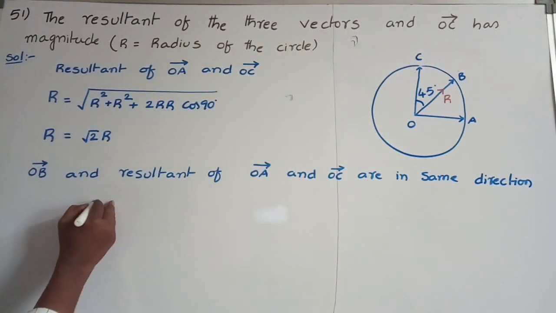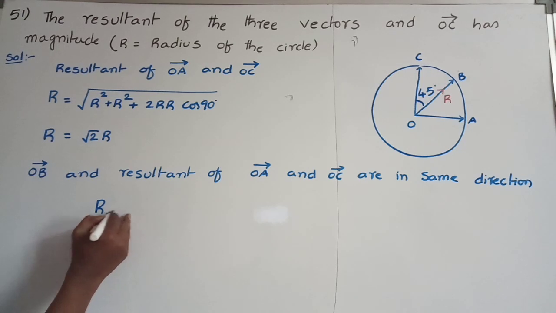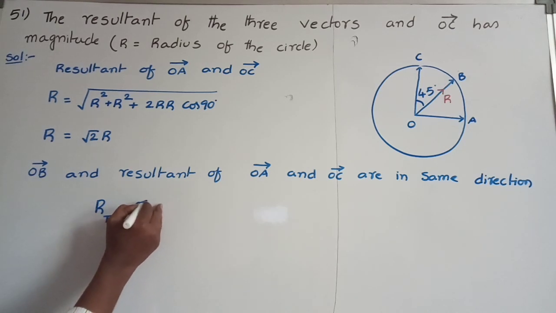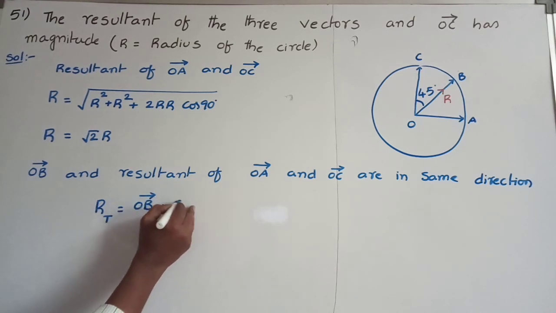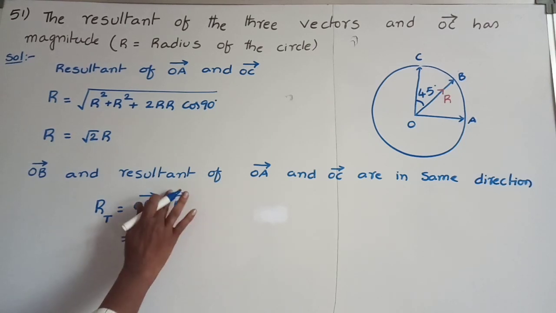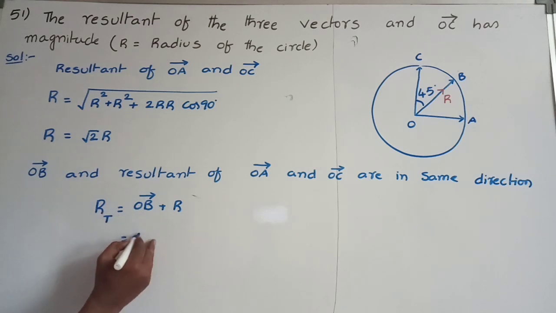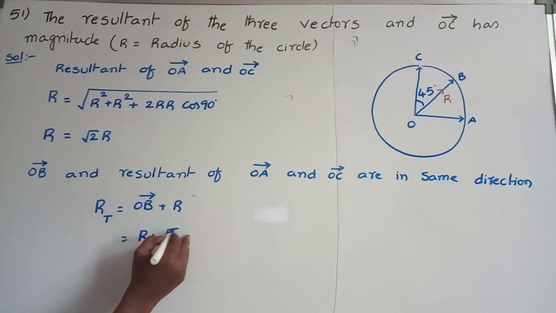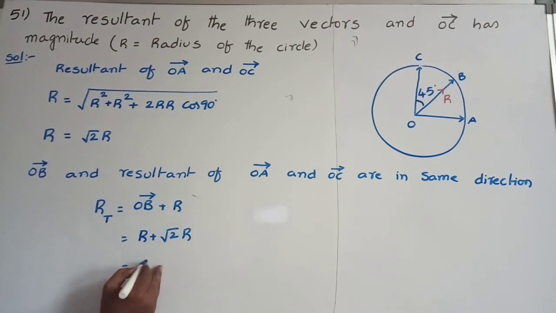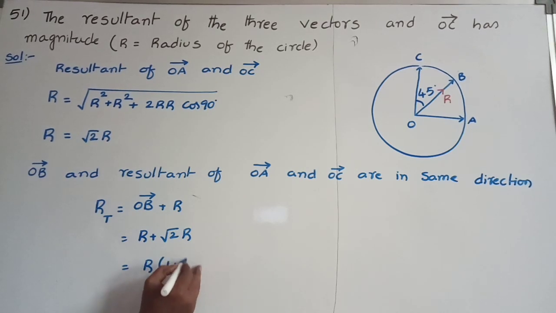So the total resultant R total is equal to OB bar plus the resultant, that is equal to R plus root 2 into R. The final value is 1 plus root 2 into R, or R into 1 plus root 2.